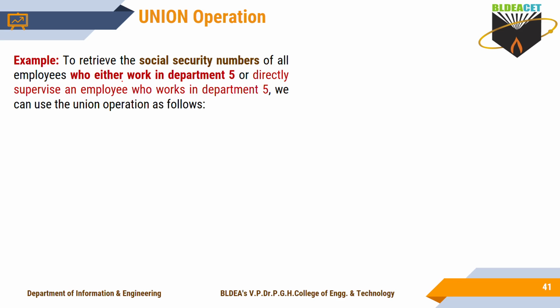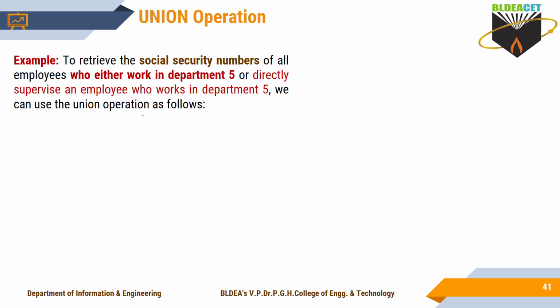Of all employees who either work in department number 5 or directly supervise an employee who works in department number 5. So that employee may be a worker or a supervisor here. So this department number is 5. In this department, that employee may work or may supervise all those employees who work for department number 5. So this is the condition here. That employee may be a worker or the supervisor, and in that situation you can go for this union operation.